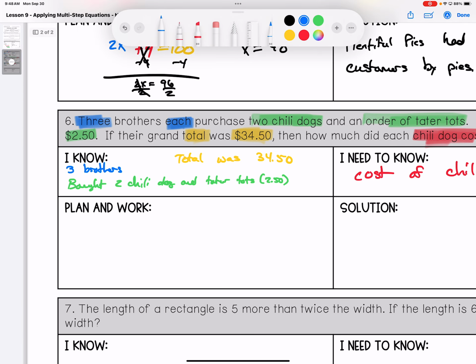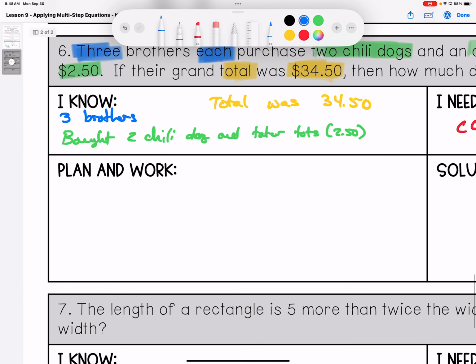All right, so here we go. It is the 3 brothers times, how do I do times? I put in parentheses. Each brother bought 2 chili dogs. I don't know the price, so it's 2x. Plus, they bought a tater tot at $2.50. So 3 times whatever the meal cost equals the total, which is $34.50.